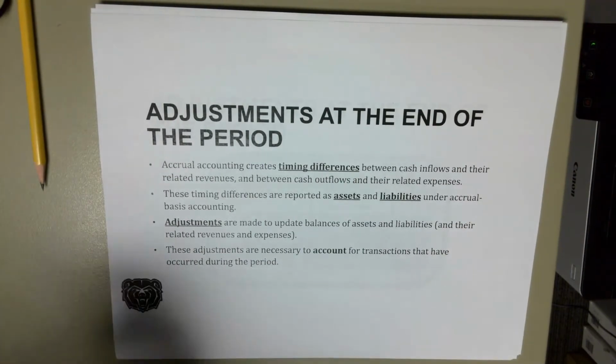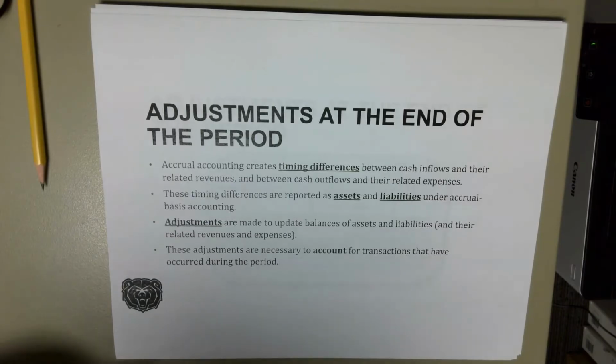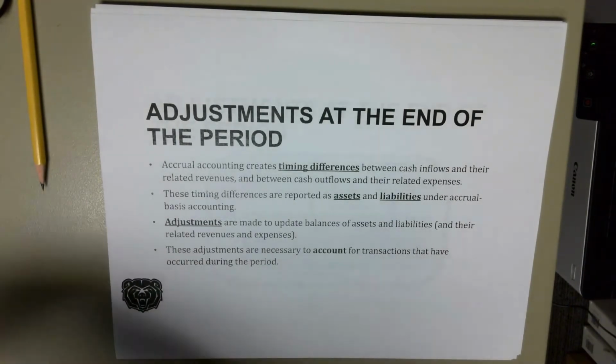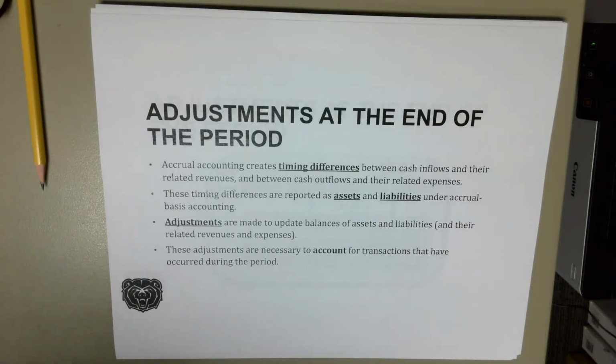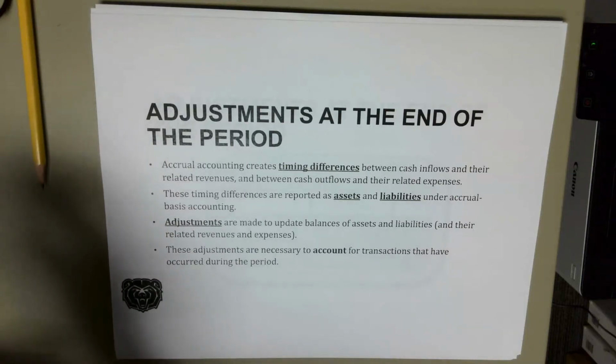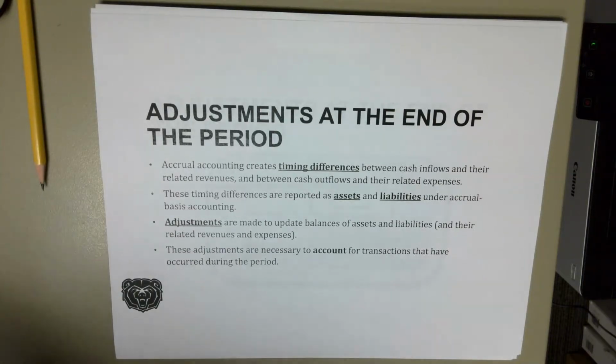We've got to show that somehow, right? And that's what these adjustments are for. So in accrual accounting, when we're doing this type of accounting, we create timing differences between the inflow of cash and the revenues, and the outflow of cash and the expenses that they're related to, right? We talked about that. That is the difference between cash and accrual basis accounting.